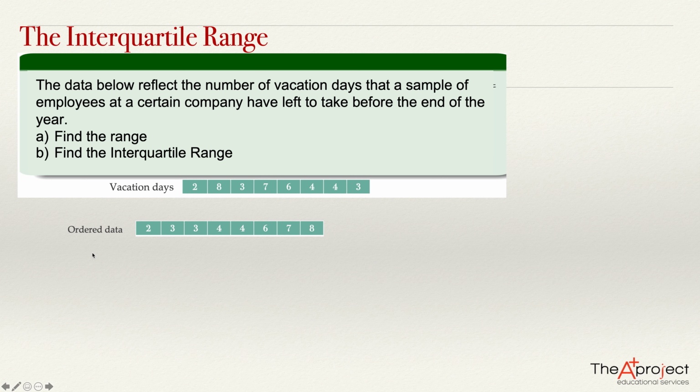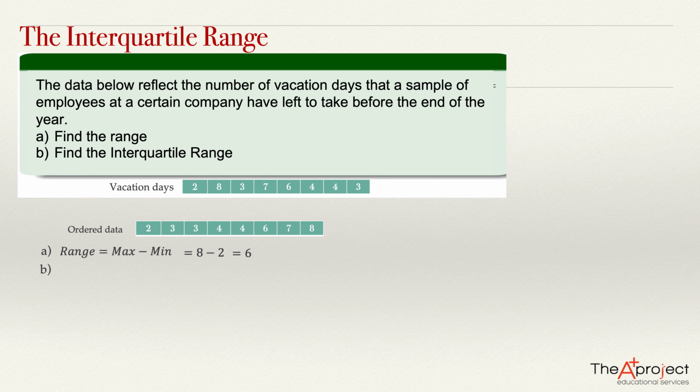And now it's easy to compute the range because the range is just the difference, the maximum minus the minimum. So the range R equals maximum minus minimum. So it will be 8 minus 2, and this is equal to 6. This is 6 days, 6 vacation days. This is the range. Let's compute now the interquartile range. The range was so simple, yeah? Let's find out the interquartile range.